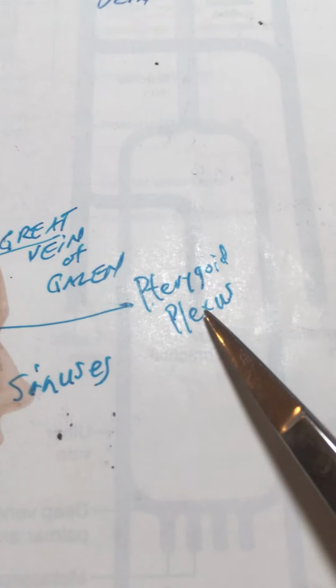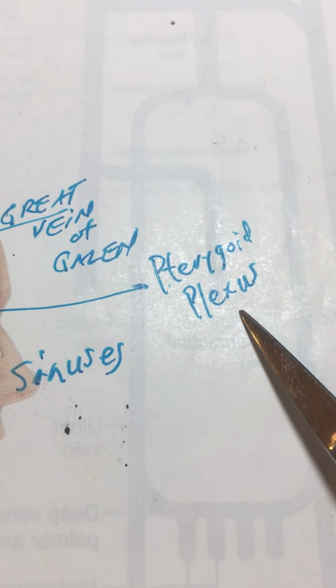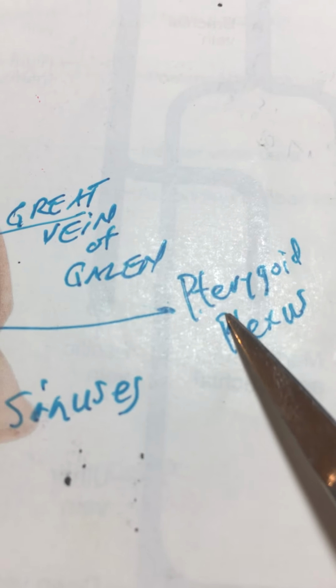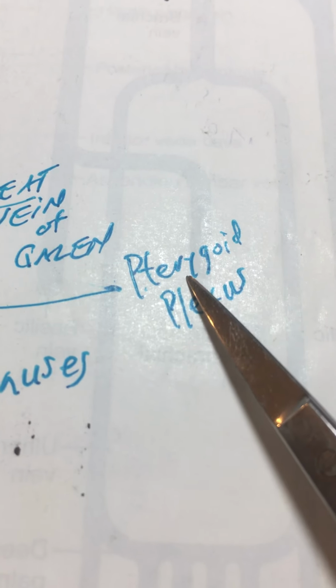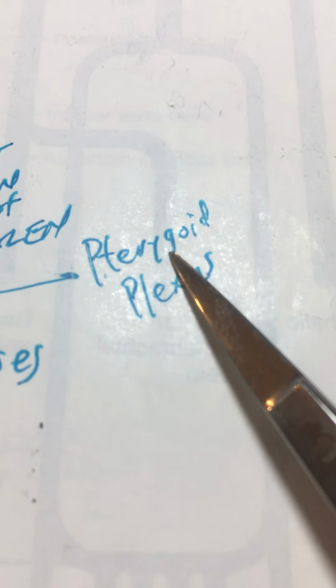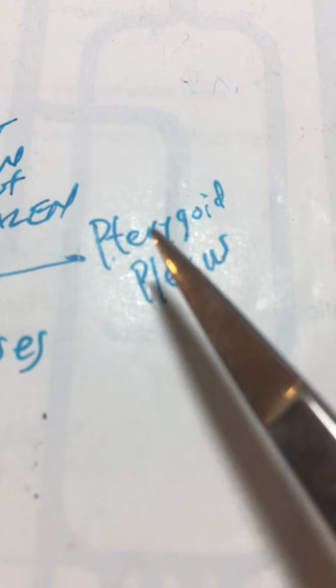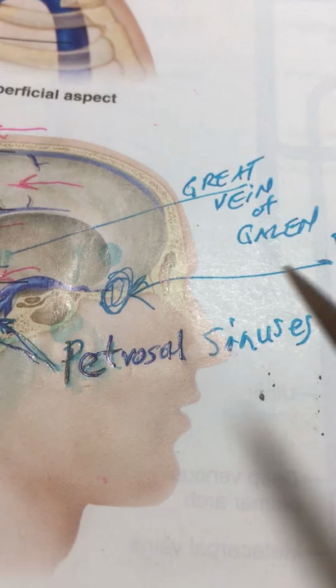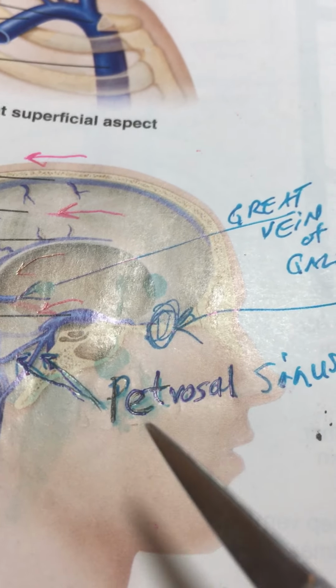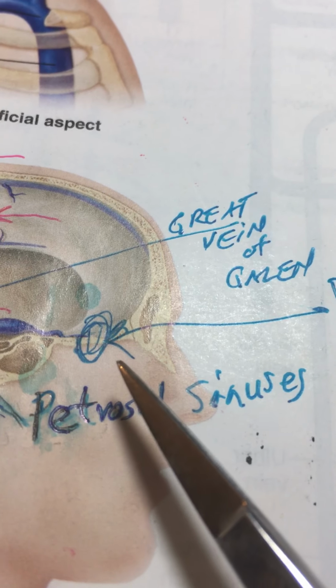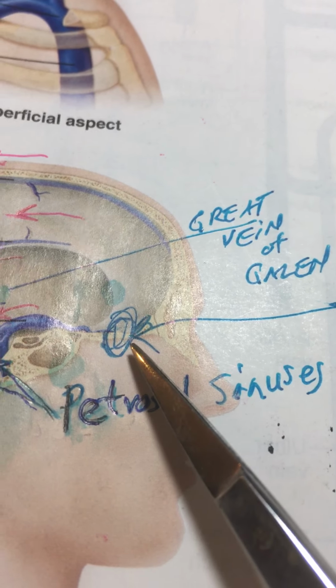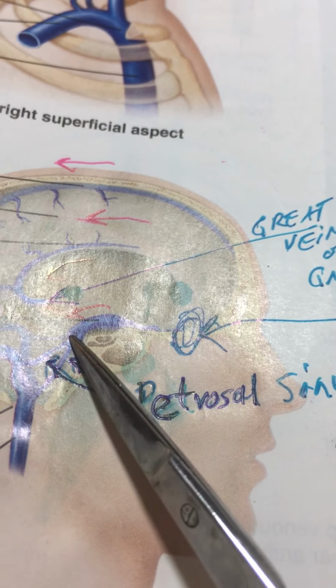And I've identified them as the pterygoid plexus. Pterygoid, spelled P-T-E-R-Y-G-O-I-D. You'll remember that there are two pterygoid processes on the sphenoid bone. Right? So we're in that general area. And these plexuses then are emptying backwards.